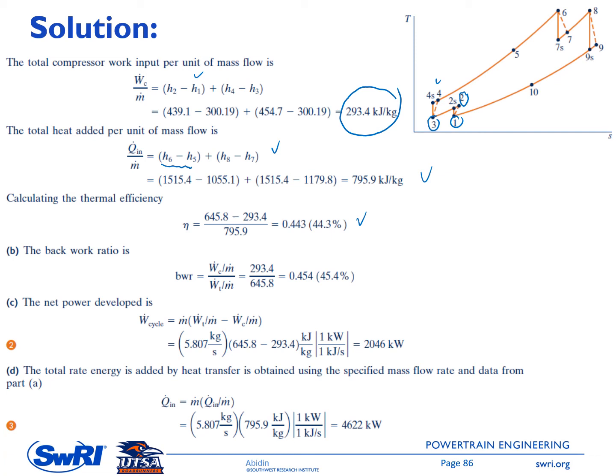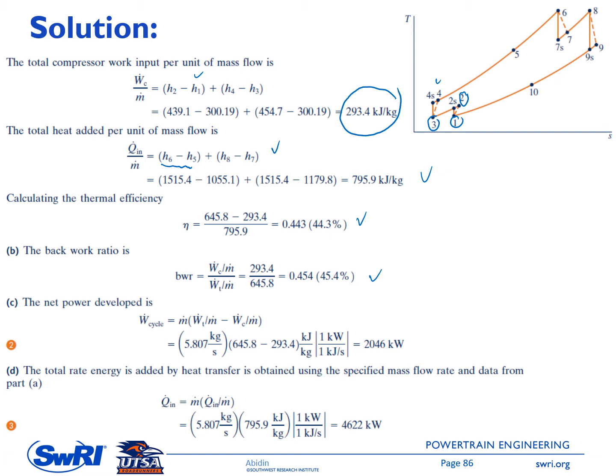So it is 44.3%. And then the back work ratio is just the ratio between the compressor work to the turbine work. So it is 45.4%. So it's pretty high.